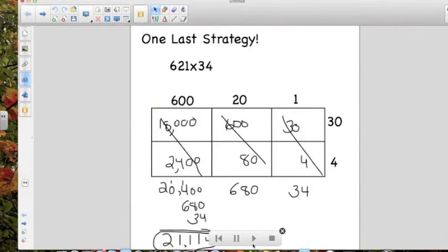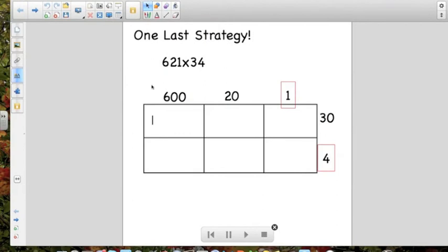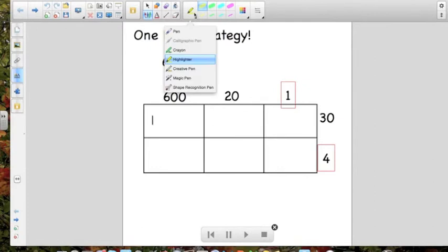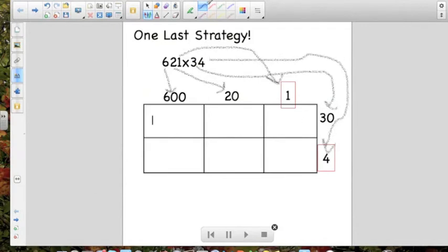All right, one last strategy for multiplying by two-digit numbers that I'm going to show you right now. We're once again going to take that same multiplication problem that we've been working with, 621 times 34. What we're going to do is break up each digit just like we would be doing expanded notation. The 6 really means 600, the 2 really means 20, the 1 is just 1, that 3 over here is 30, and that 4 over there is really 4.